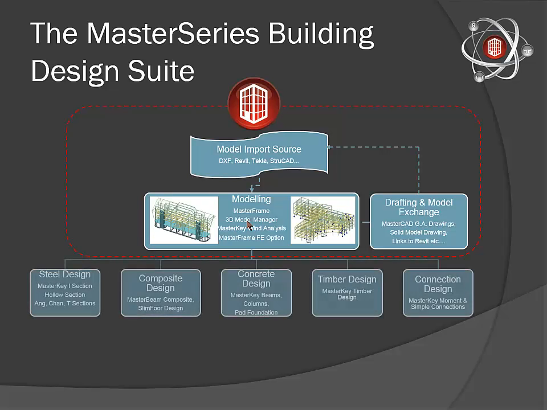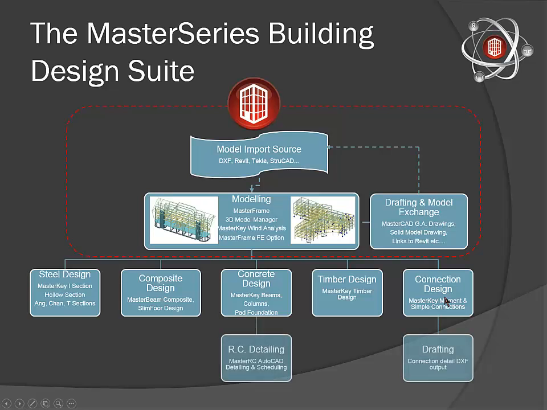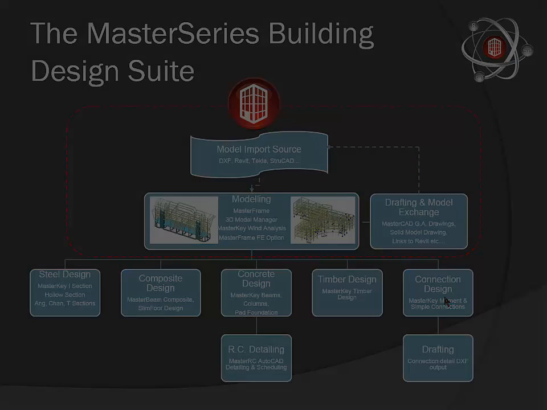Onto that we can then strap on all our design components. So if we do steel design, we can add our steel design. If we do composite, we add our composite, concrete, timber, and connections. So these are little add-ons you then choose. So you have the core highlighted in red, and then you add in the bits you need onto that. And then finally, you can also add in exporting of details of RC drawings.